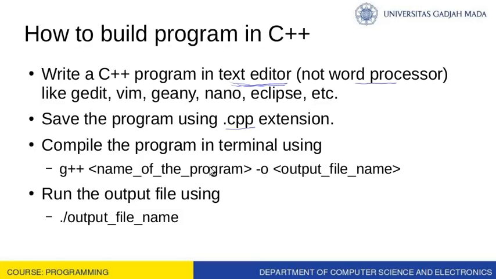After you do this, after you compile your program, then you can run it. You can execute your machine instruction by using this dot and then slash and then the name of the output file name, this one, and then enter. Then you will execute your program.